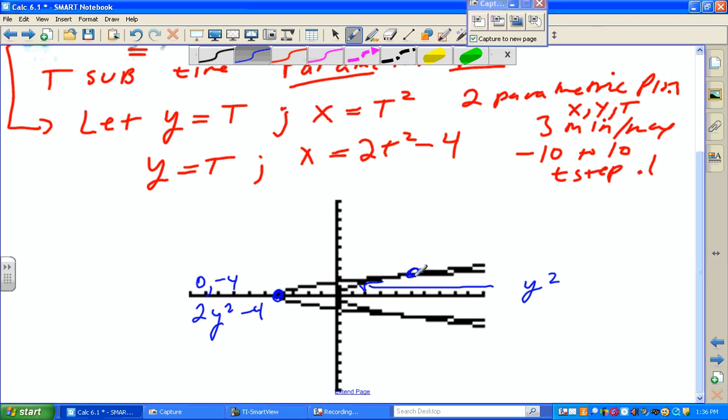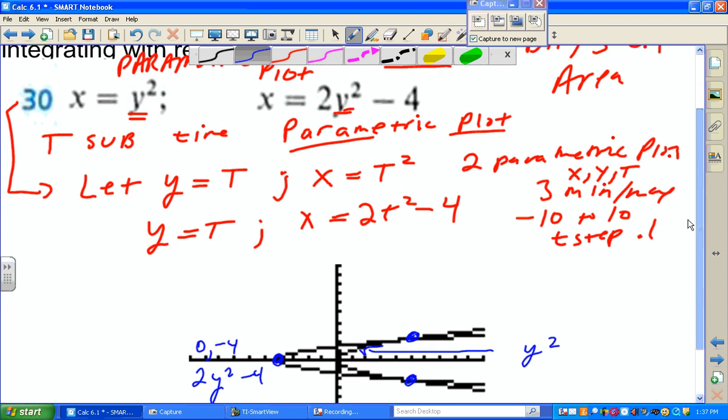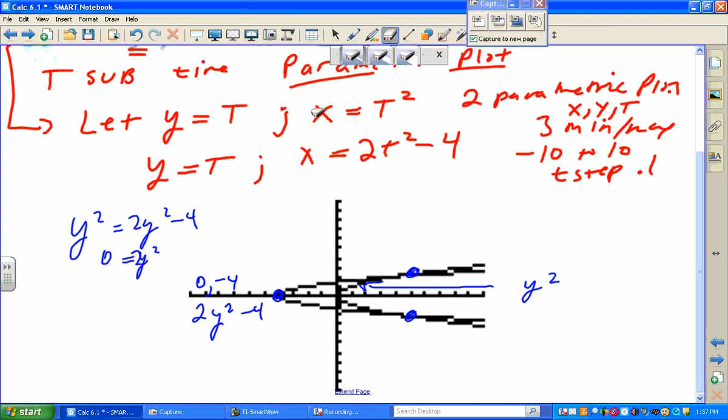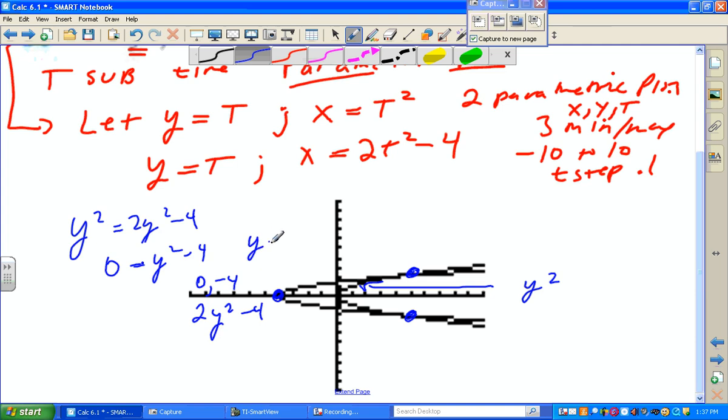Next, you have to find these intersection points, and we said the easiest way to do that is to set the graphs equal to each other and solve. Y squared equals 2y squared minus 4. So 0 equals 2y squared minus, oh, it's going to be y squared minus 4. So y is going to equal plus or minus 2. This is going to be at 2, and this at -2. So there are my bounds, there's my integral.